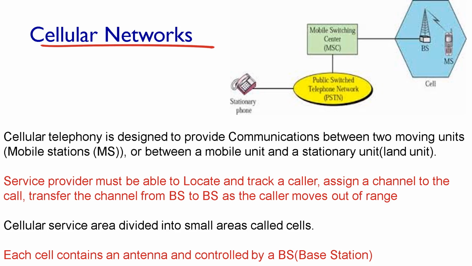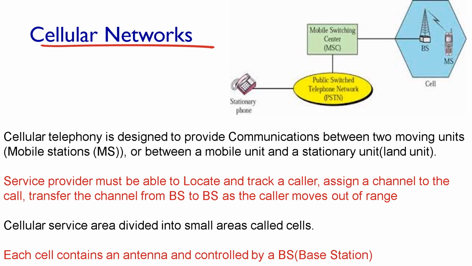Hi students, in this video we will learn cellular networks, a 2G network for voice connections to the telephone network. The term cellular refers to the fact that the region covered by a cellular network is partitioned into a number of geographical coverage areas, and these small areas are known as cells.